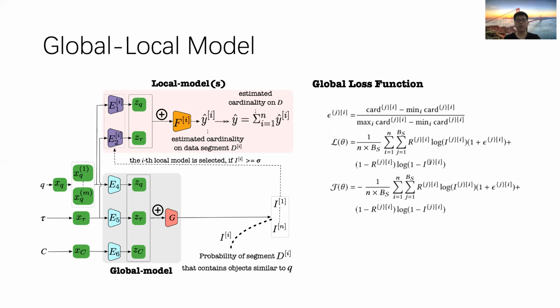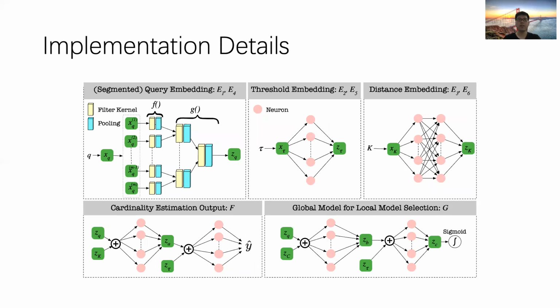We also add a penalty error in the loss function to avoid the index missing clusters with much data selected by the query. The penalty is the normalized cardinality on missing clusters. The implementation details are shown in the figure. The query embedding model is a convolutional neural network. The filter kernel F scans all segments, and the next layers progressively aggregate the segments by neural networks and pooling layers. Because large cardinality is hard to fit, our local models output the logarithm of cardinalities.